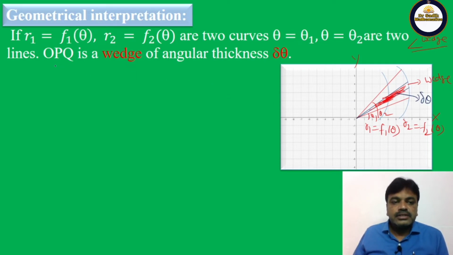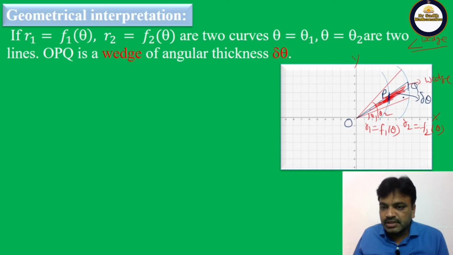Let us give names OPQ. Obviously this is O, and here at r equal to r1, that is f1 of theta, we get P, and at this end we get Q, friends. Initially we get this region. Now you move the wedge from theta equal to theta 1 to theta equal to theta 2. Then you get this region, which is our bounded region.